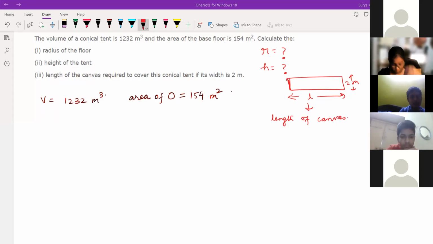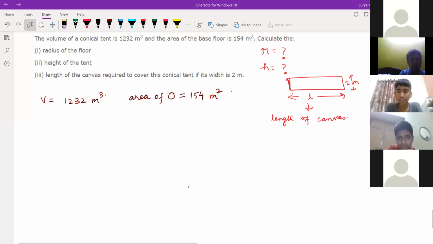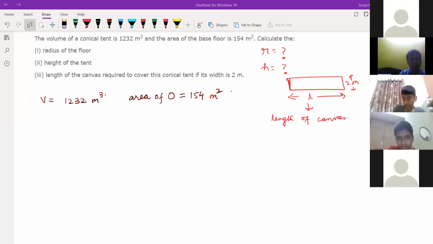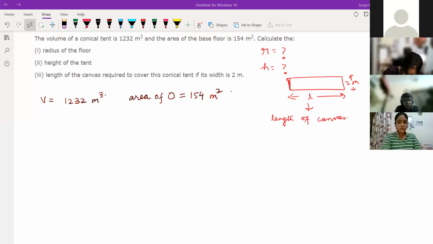Okay. Now find the area of the canvas. Length of the canvas. Yes, sir, I'm doing that. Okay. Sir, I got 275 meters, sir. 275 meters you got? Okay, fine. Yes. Sai Charan. Sir, no. Satvik, what happened to you? Yes, sir, length is 275.